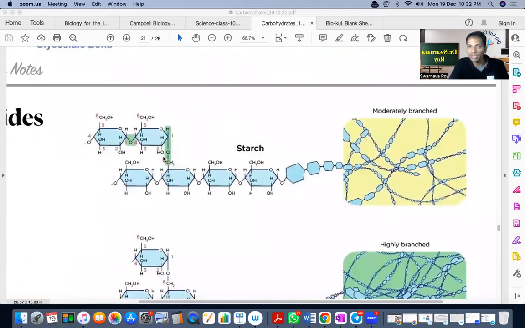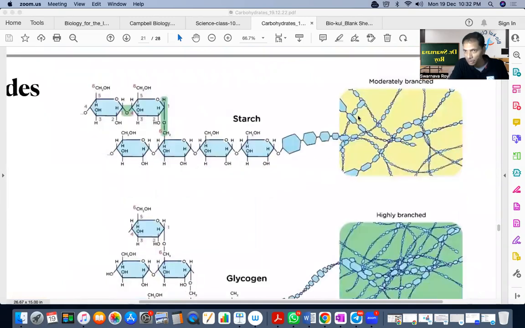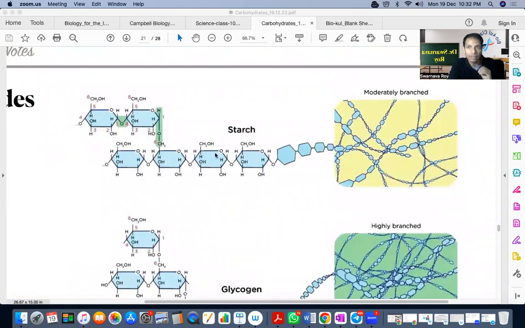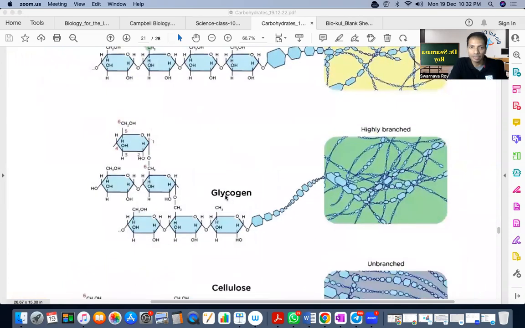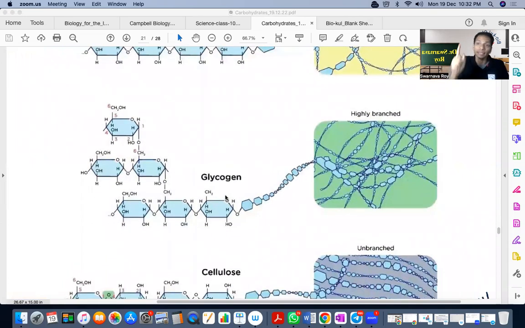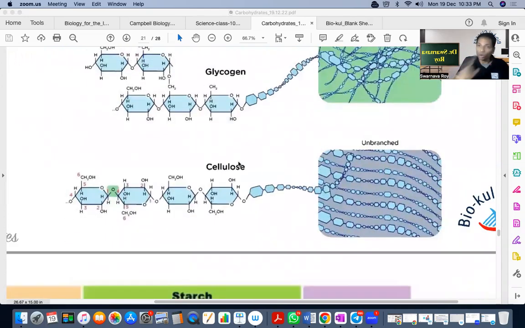Very popular polysaccharide starch, which is moderately branched. So now we know what is branching. And we have glycogen, which is a storage form in the animals, in the liver. It is highly branched. And we have cellulose, which is not branched at all. It is all straight chain like fibers.